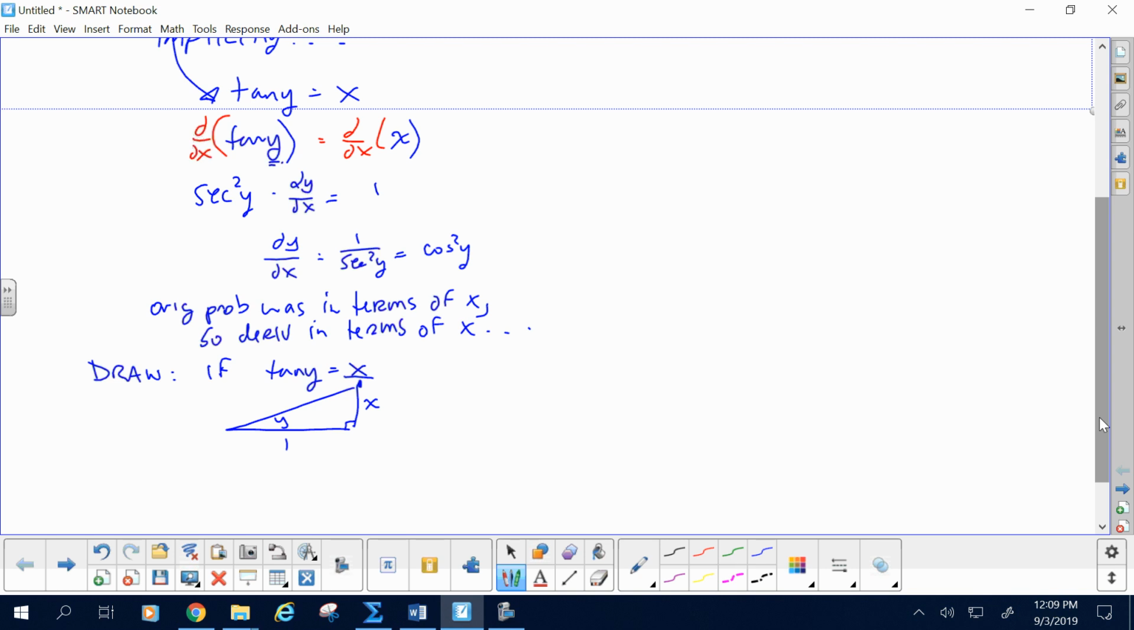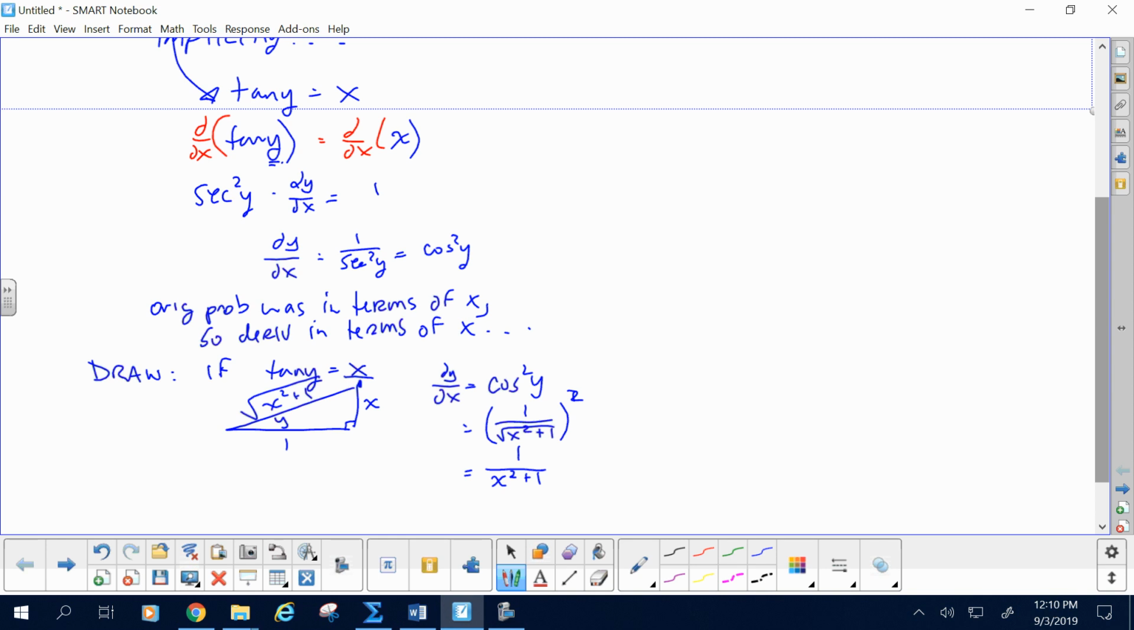Okay. But I want to talk about what cosine is. Is cosine the ratio of adjacent to hypotenuse? What's adjacent? 1. And the hypotenuse? By Pythagorean theorem, what's the hypotenuse? The square root of x squared plus 1. And so what is all that squared? 1 over x squared plus 1.